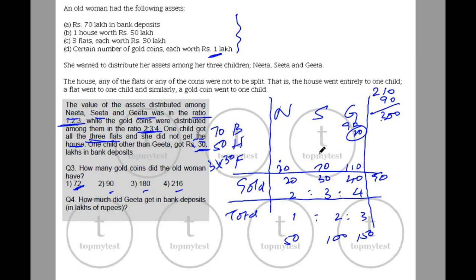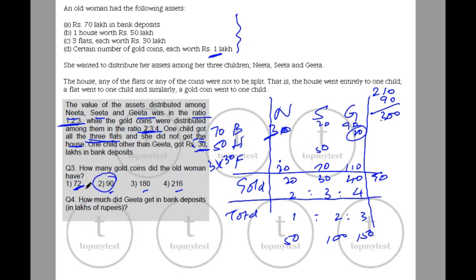She cannot get the house, so she will get the house. So this will be 20. All her 30 lakhs will be in terms of bank deposits. This is Neeta. Okay, so this satisfies fully. So 90 is your correct choice.